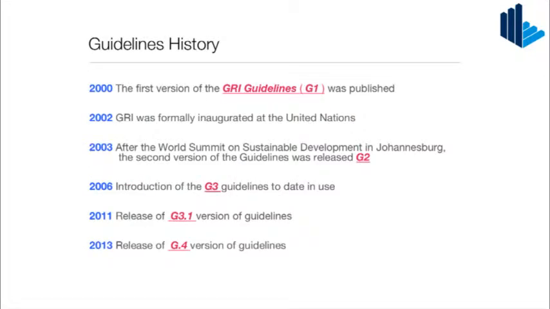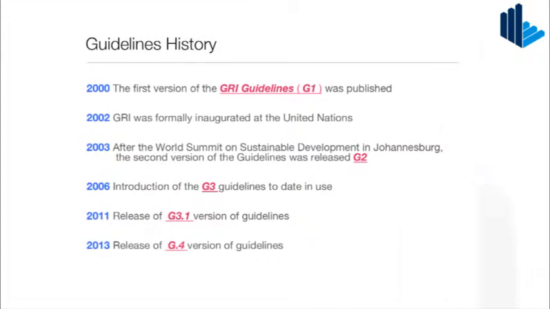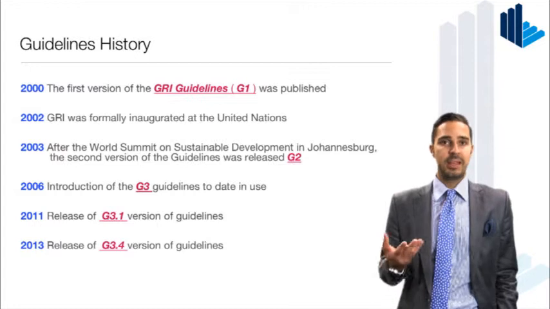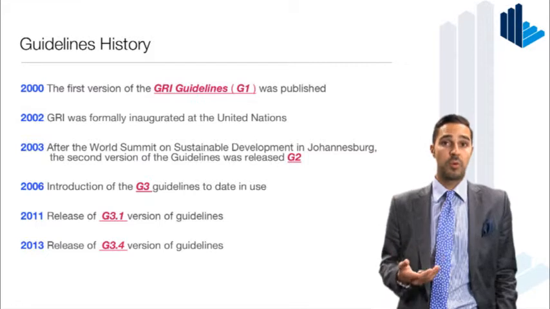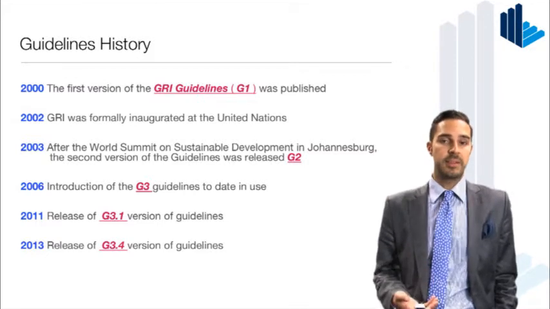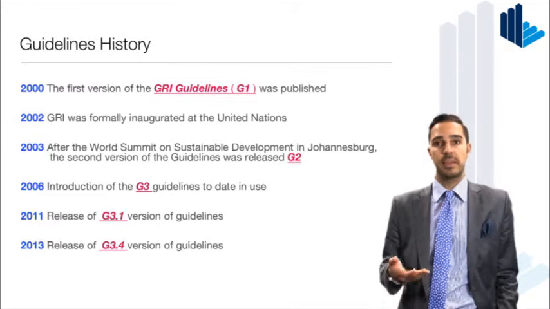Basically, in 2000, the first version of the GRI guidelines was released, and after that a number of updated guidelines for sustainability measurement and reporting have been released over the years. The latest version of these guidelines, what is called the G4, has been released in 2013.